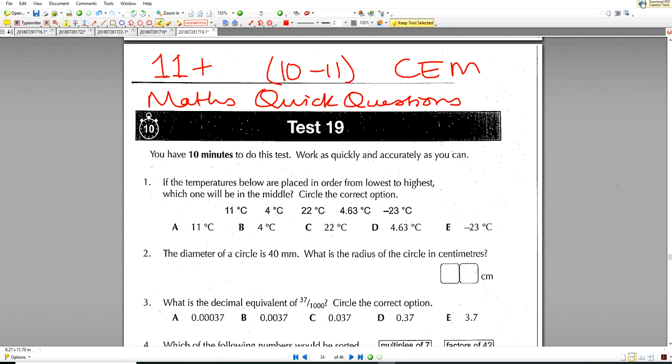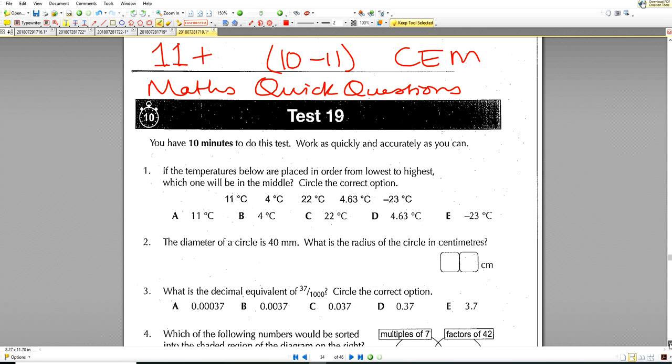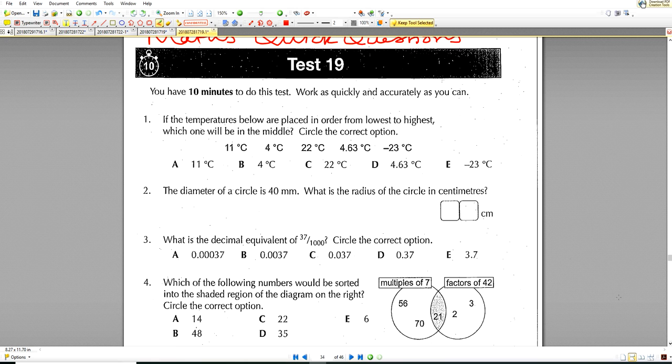Okay folks, welcome back. We're looking at a maths quick questions test, number 19, designed for children aged 10 to 11, and for those students who are preparing for the 11 plus. So this is a 10-minute test. I will try my best to do it as quickly as possible.